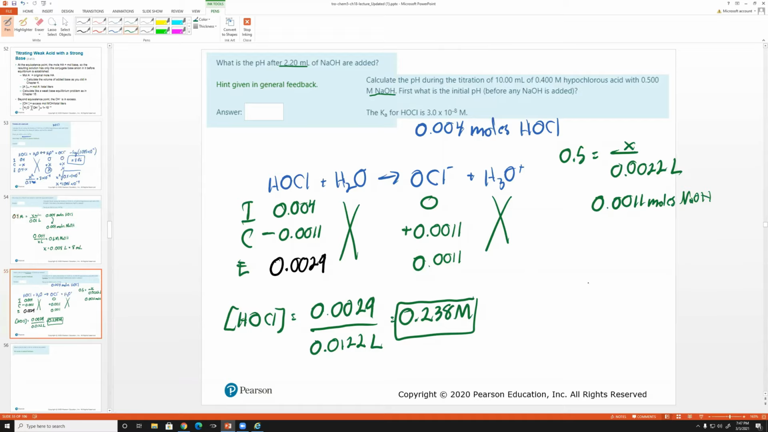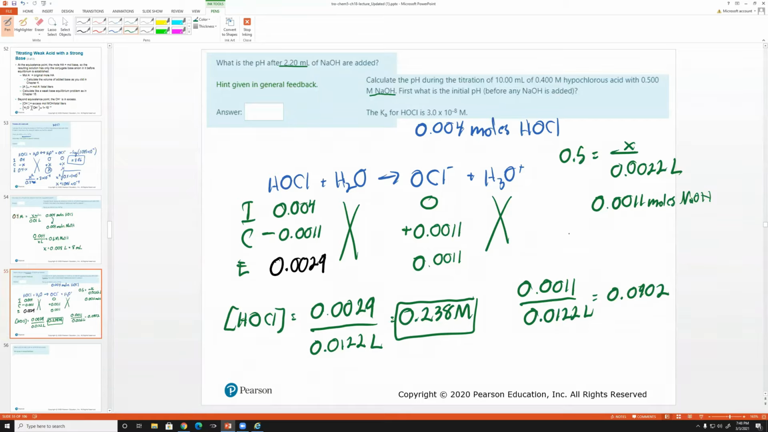Then for the conjugate base, we have 0.0011 divided by our total liters, 0.0122, and that's going to equal what? 0.0902. And just to be clear, if we put a 2 in here, if we made it 0.0012, what would the answer be? Yes, Christina. So it'd be 0.098.